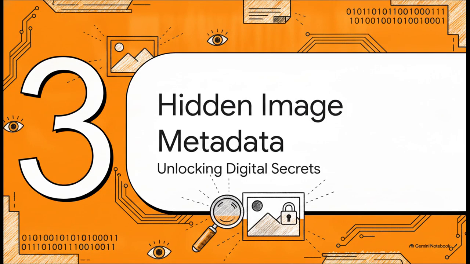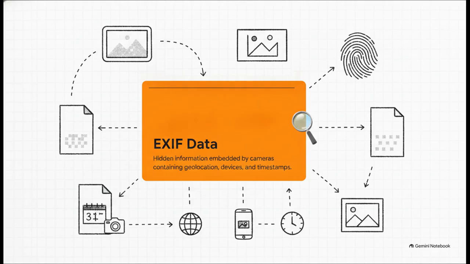Section 3. Unlocking hidden image metadata. Let's see what's hiding beneath the surface. Okay, phase 2 of our methodology is metadata analysis. Every time a digital camera or phone takes a picture, it embeds hidden information right into the file. Things like the device model or the exact time it was taken. We use specialized tools like ExifTool and MediaInfo to read these digital fingerprints.